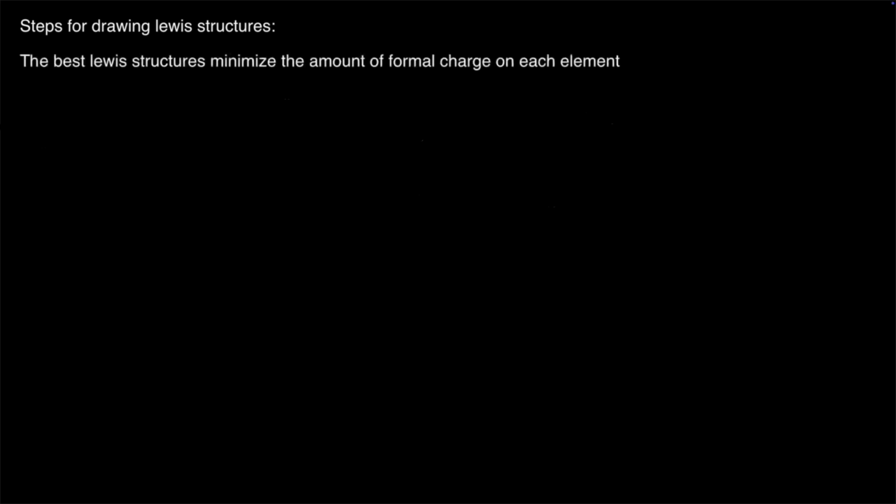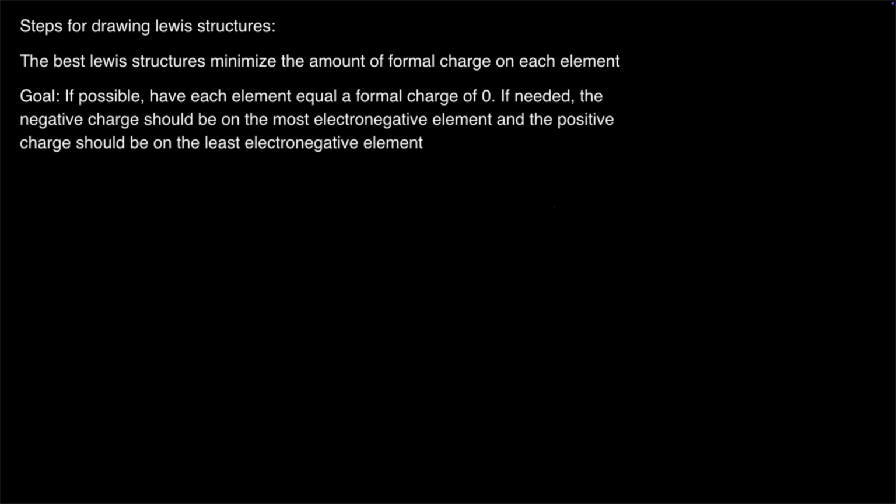For Lewis structures, we can use these rules to help us draw the molecules quickly. The best Lewis structures minimize the amount of formal charge on each element. The goal, if possible, is to have each element equal a formal charge of 0. If we do have charges, the negative charge should be on the most electronegative element, and the positive charge should be on the least electronegative element. We have some simple steps to draw the Lewis structures.